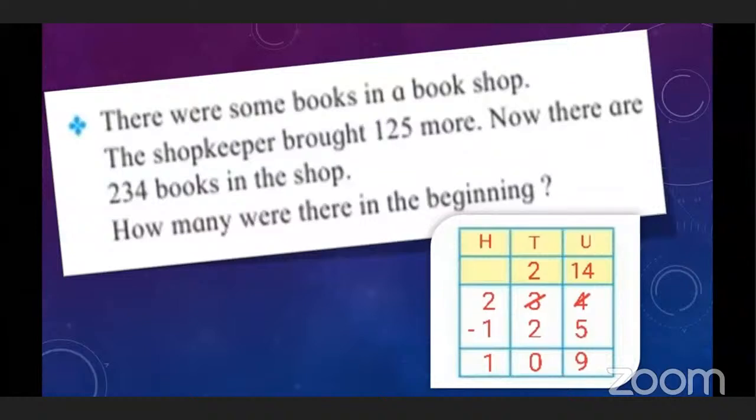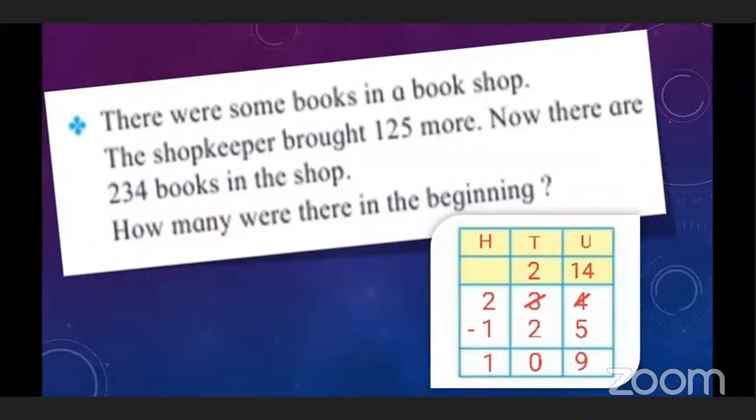So students, here we have to keep in mind that there were some books in a bookshop. Already some books are there in that bookshop, and the shopkeeper brought 125 more. Now there are 234 books in the shop. Altogether, how many books are there in the shop now? Altogether, there are 234 books in the shop.